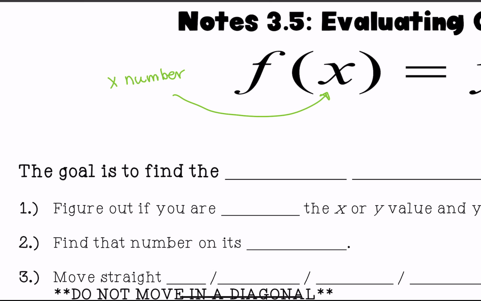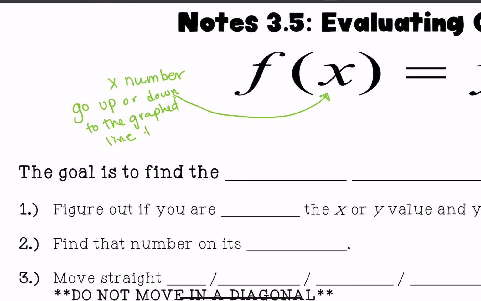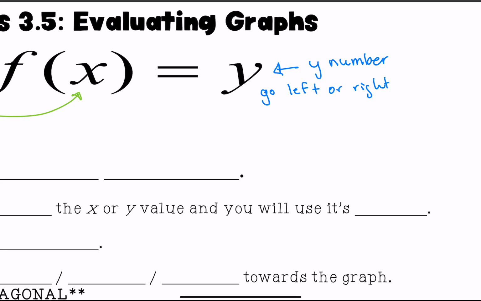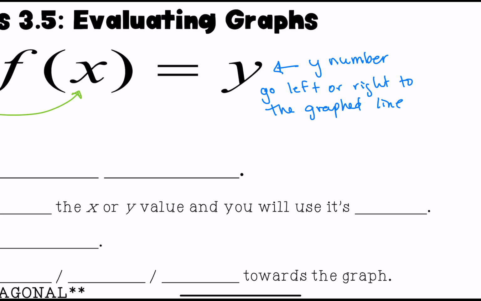So in order to do that, well, y's on the graph are up and down. So that means when we have an x number, we need to go up or down to the graphed line to find y. Whereas for this one, this is the y number, which means we're going to have to figure out x. So in order to do that, we have to go right to the graphed line to find x.